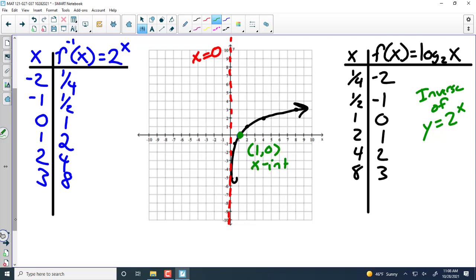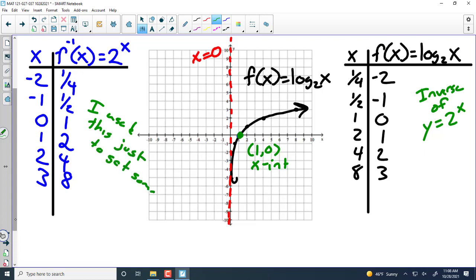So what I graphed here, everyone, was specifically only f of x equals log base 2 of x. What I did was this over here, I used this just to get some ordered pairs for log base 2 of x. I didn't actually plot any of these points, everyone. I just used this table over here so I could flip it, reverse it, to get this table over here.